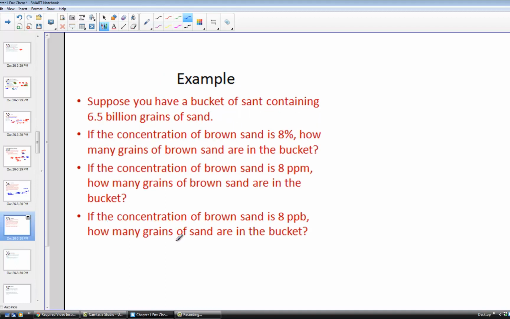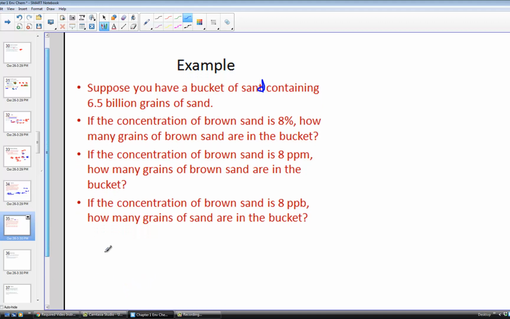Let's take a peek at one more. Suppose you have a bucket of sand containing 6.5 billion grains of sand. The total amount, 6.5. If the concentration of brown sand is 8%, how many grains of brown sand are in the bucket? So we have 8%. That's 8 parts out of 100 parts times that total quantity of 6.5 billion.